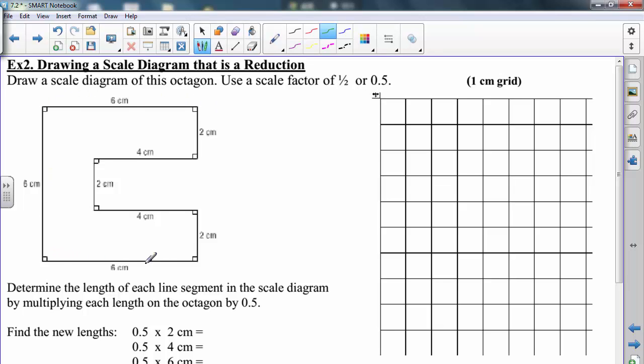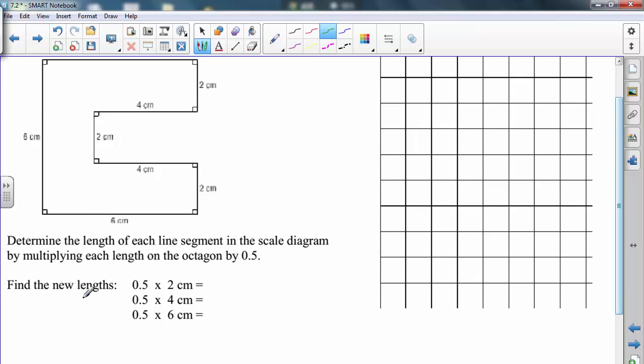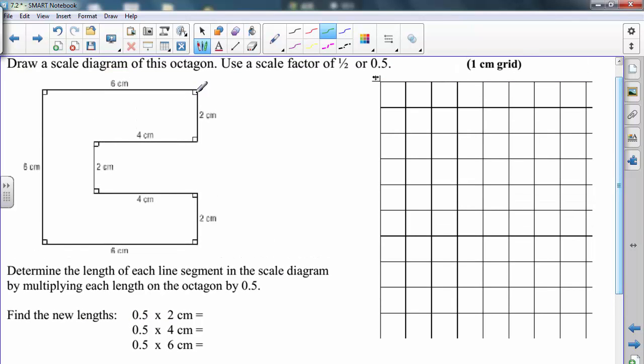So here we have all the dimensions of the original diagram. We need to determine the length of each line segment in the scale diagram by multiplying each length on the octagon by 0.5. The new lengths will be 0.5 times 2. So this one, if I shrink it by a scale factor of 1/2, will become 1 centimeter.